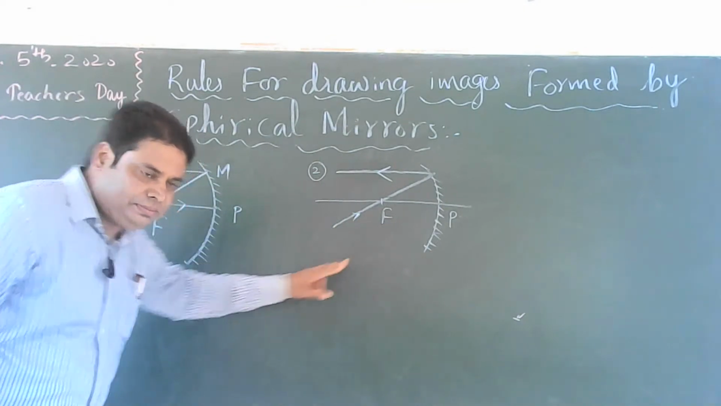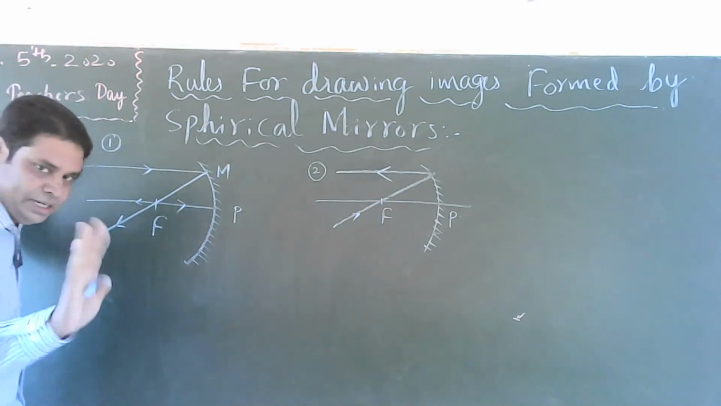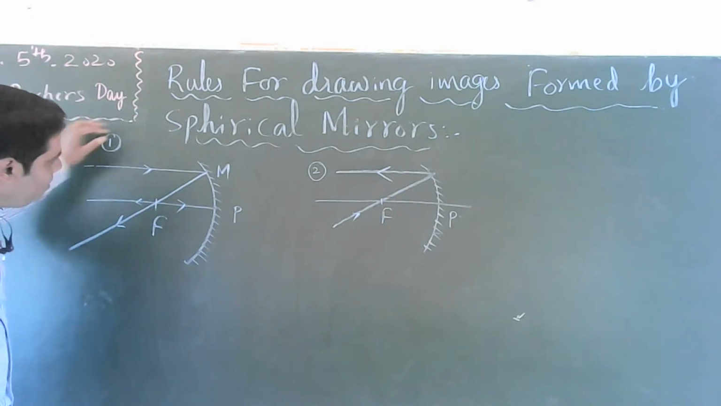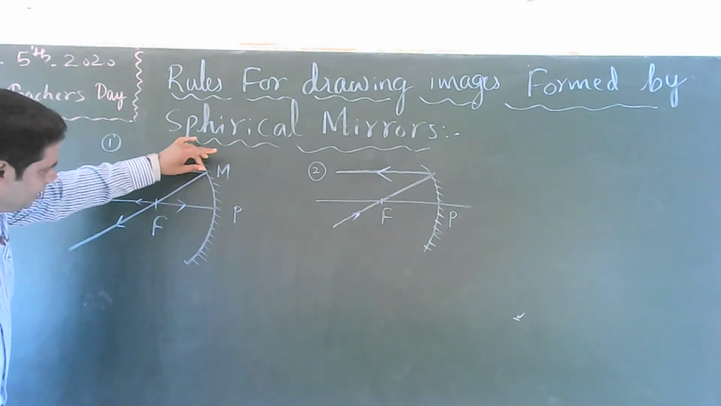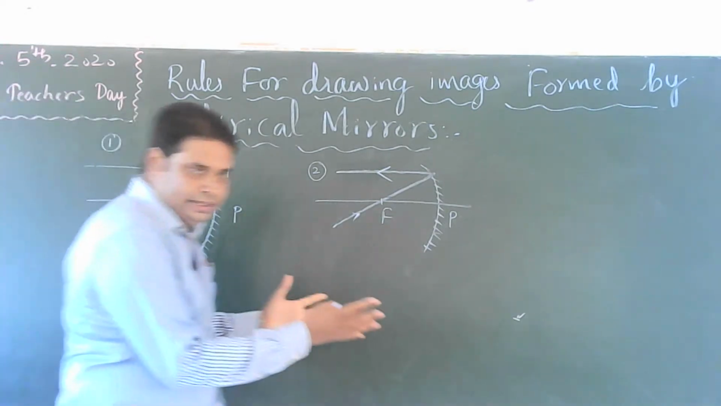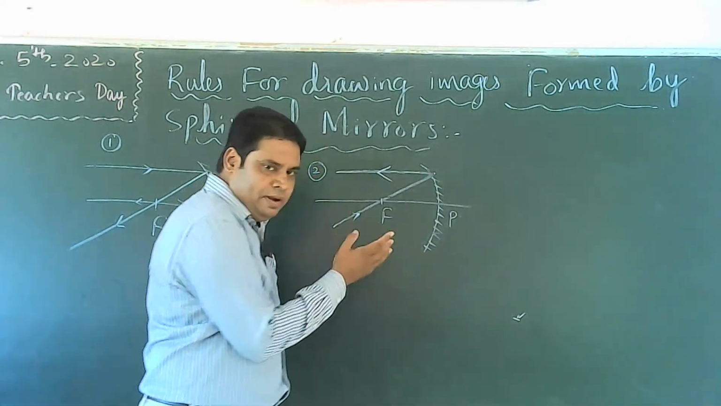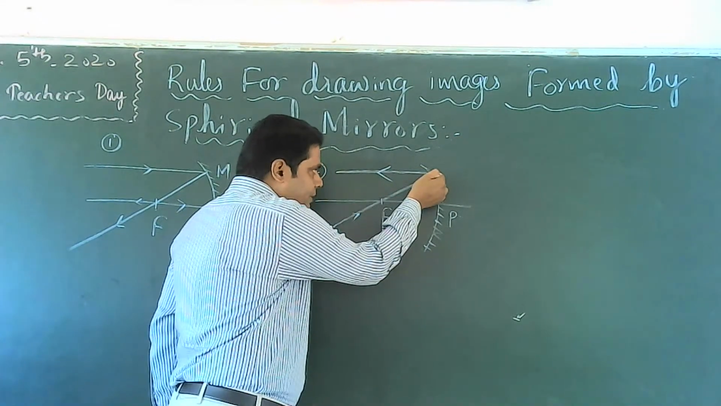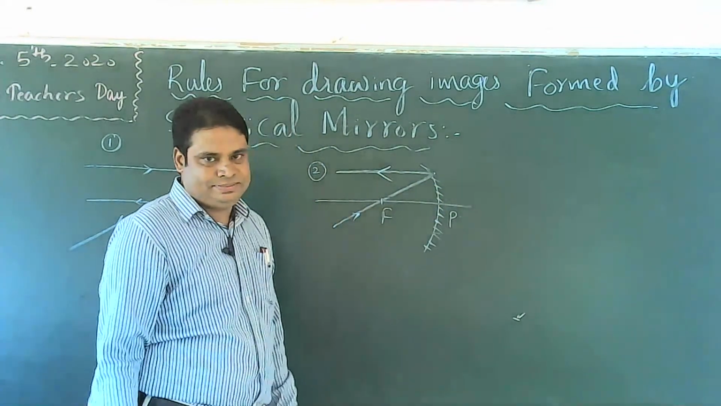This is the reverse condition. A parallel beam of light, of course, paraxial rays we have to consider. A parallel beam of light when allowed to fall on a certain point on the principal axis, it will reflect and pass through the principal focus. Similarly, if we allow a ray of light, a beam of light to fall on F, after reflection, it will proceed parallel to the principal axis.